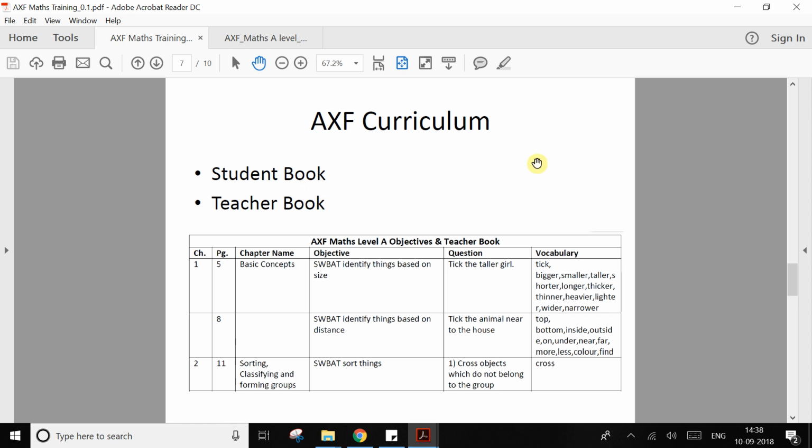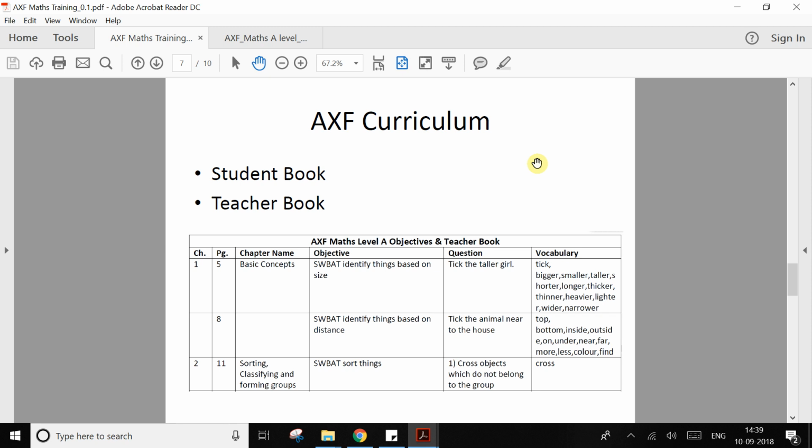In AXF, we have different levels of teaching. The starting level is pre-A level, and then we have A level, B, C, D, E, F, and G. Most of our children come between A to E level. A level is first standard content, B level is second standard, and it goes on like that till E level, which is around 5th standard content. Pre-A level is KG content.